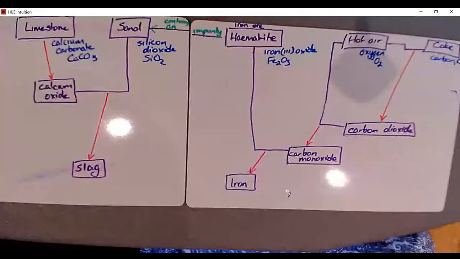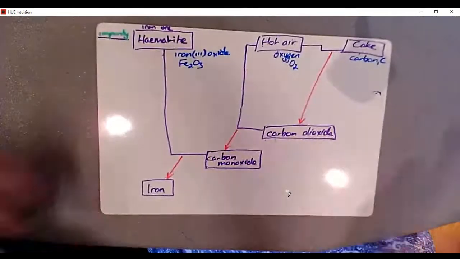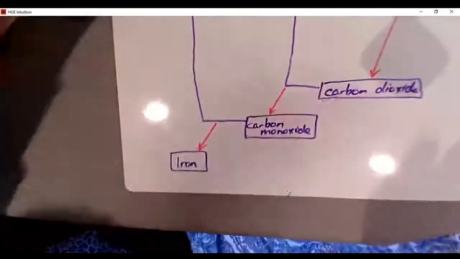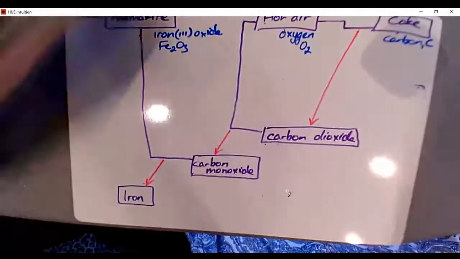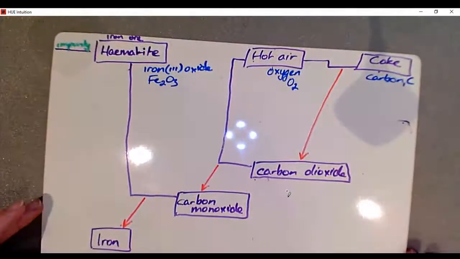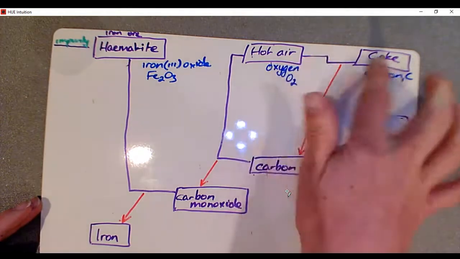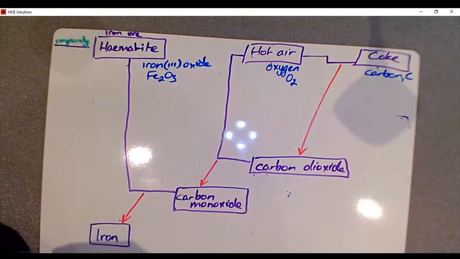Okay, so we're going to look at the manufacture of iron first, and I'm just going to move that to one side so I can zoom in on this a wee bit more. Okay, so the connecting purple lines in each case are to indicate some kind of chemical reaction between them. So the first thing that happens here is the reaction between the hot air and the coke.